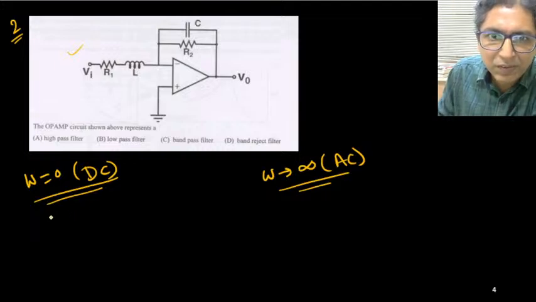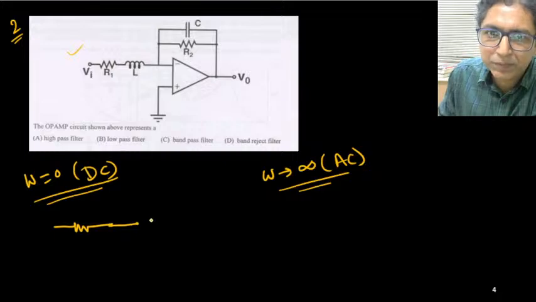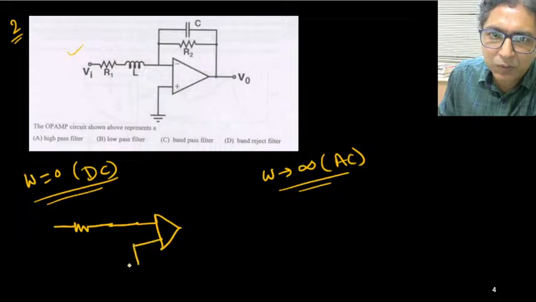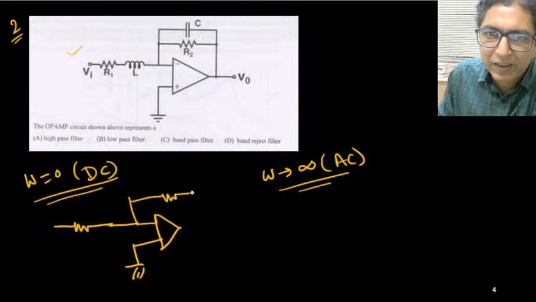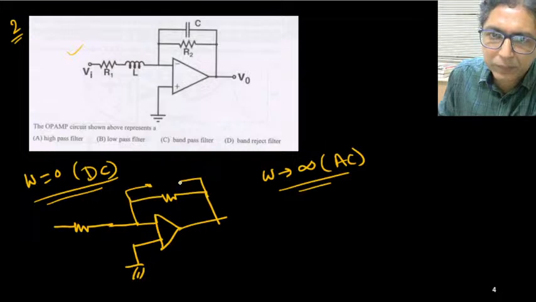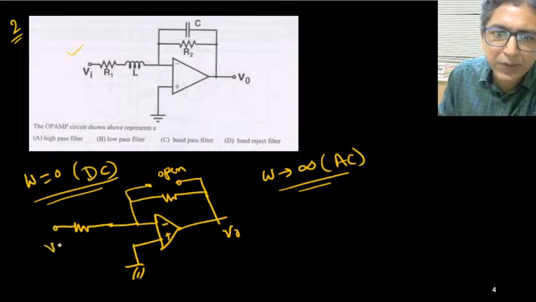So this with omega equal to 0, inductor shorted. So what is circuit now? Equivalent circuit. So this inductor will make it shorted. This is grounded. And this one, you can see that this resistance is fine, but this capacitor is made open. This is the output. This is negative. This is positive. This is your VI. This resistance is R1. This is R2.